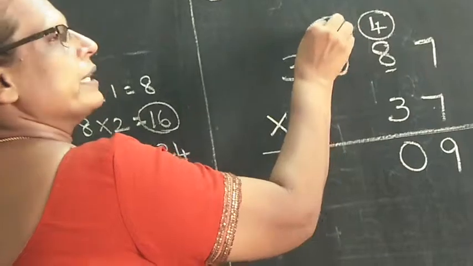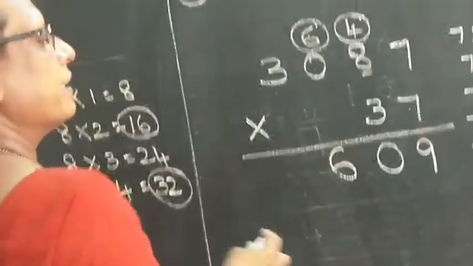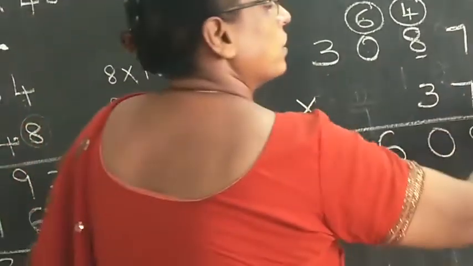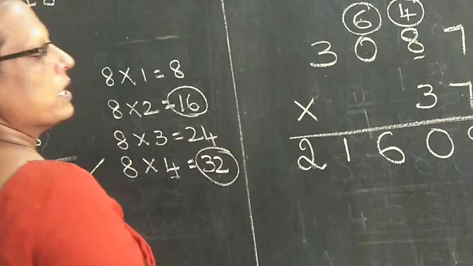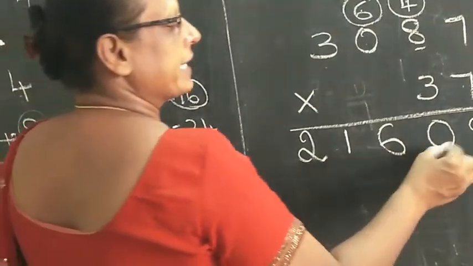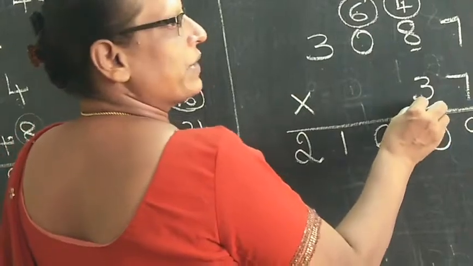Okay. So what is here? You have to bring down the 6 as it is. 6 here. And 7 3s are 21. So you have to write 21. So 21,609. So when you come to multiply by 3, 3 table is very easy, isn't it?